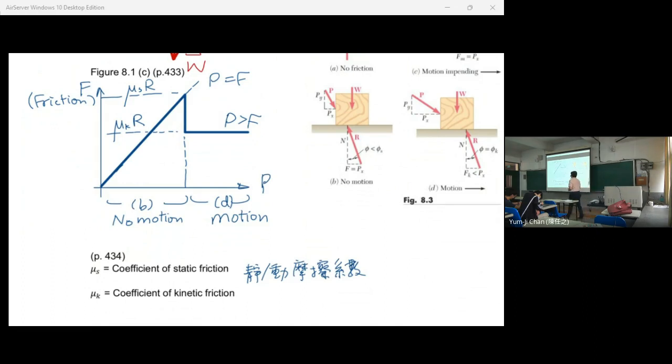Here we have B and D. At this point there is no motion, and it goes to a very high level of friction before it drops and moves. This situation is called motion impending. You can understand the word impending as this.